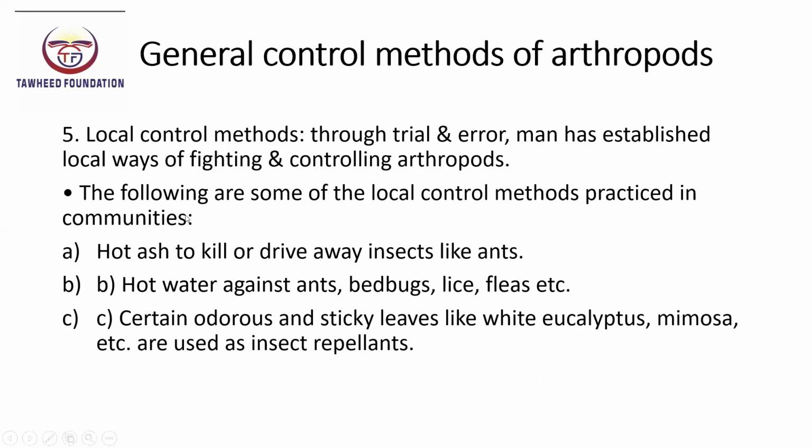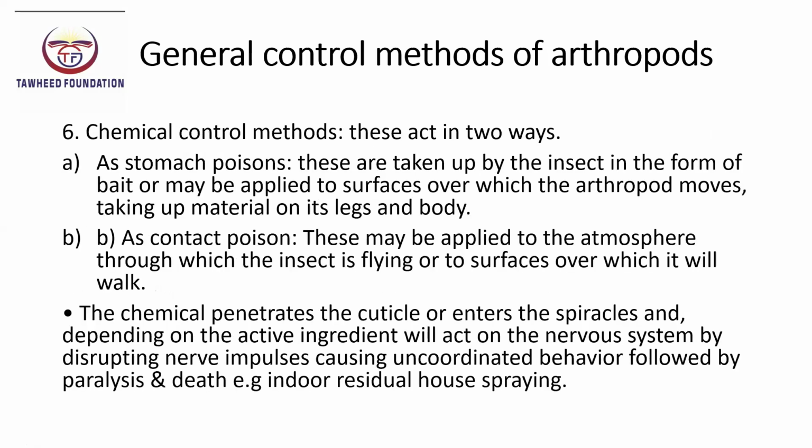So, the following are some of the local controls, as I mentioned: hot ash to kill or drive away insects like ants, hot water against ants, bedbugs, lice, fleas, certain odors, and sticky leaves with white eucalyptus, mimosa, etc. are used as insect repellents. Chemical control: stomach poisons ingested by insects, which are baits, or contact poisons disrupting their nervous system, causing paralysis and death, exemplified by indoor residual spraying as contact poisons.